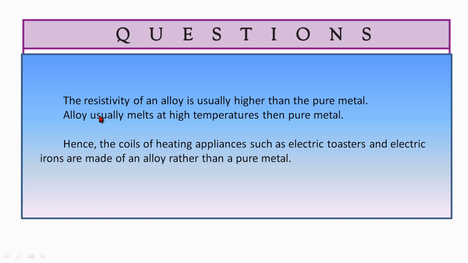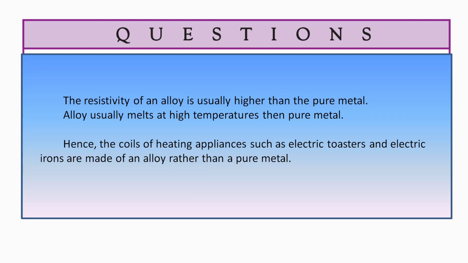Why is the coil of a heater made up of alloy? Because alloy has higher resistivity, and also when they heat up, a pure metal will melt down, but an alloy, which usually has a higher melting temperature, will not easily melt. Hence the coils of heating appliances such as electric toasters and electric irons are made up of alloy rather than pure metal.